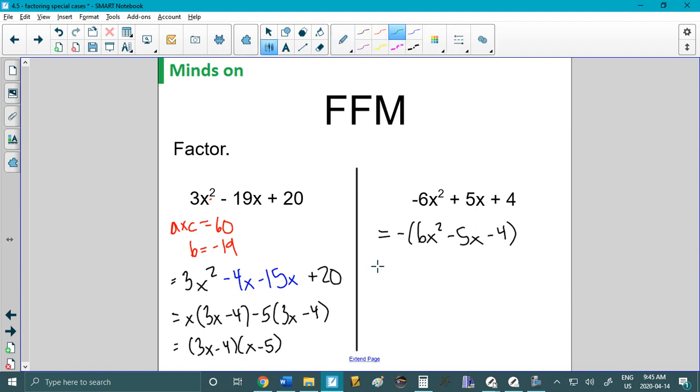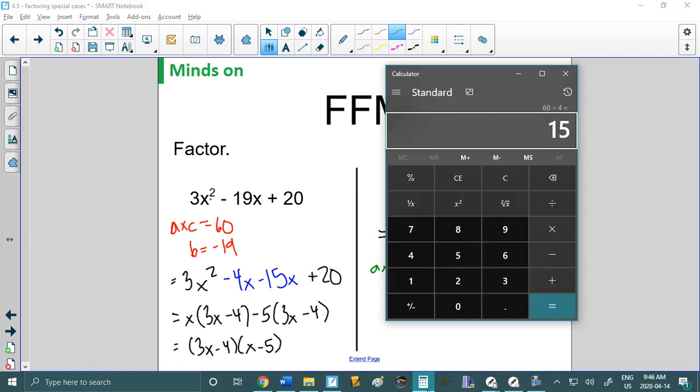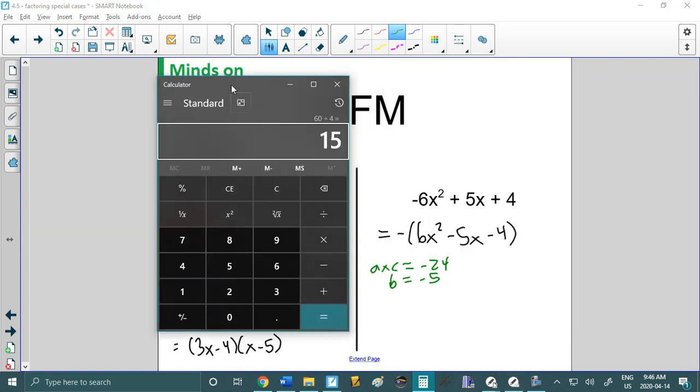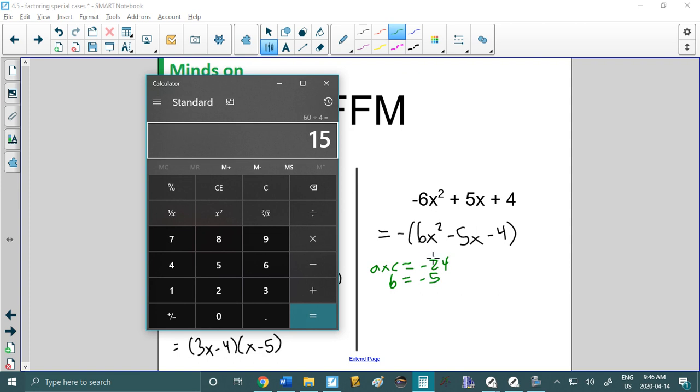All right, so a times c, we're just looking in the brackets, is going to be negative 24, and b is going to be negative 5. I go to my calculator. I know if I'm getting a negative, I'm going to need a positive and a negative, but I just ignore it for now. 24 divided by 1.